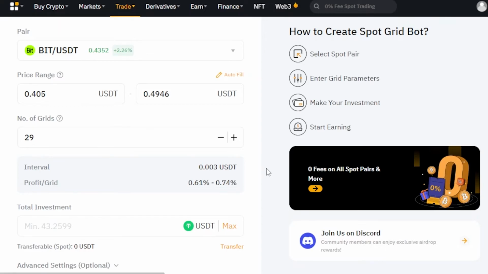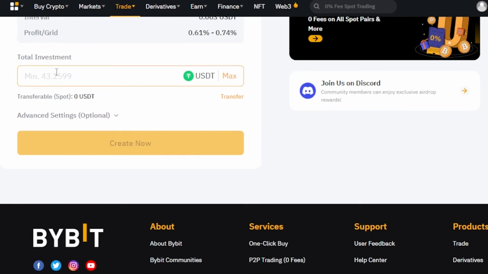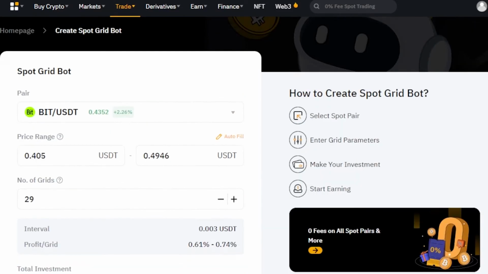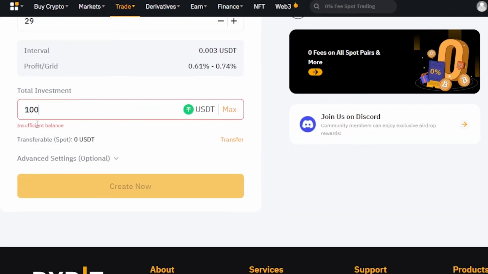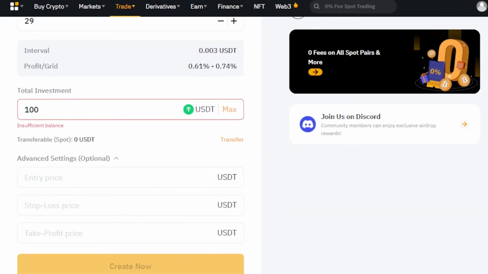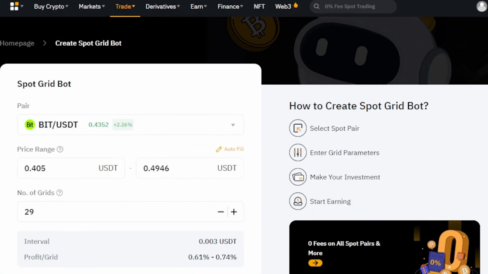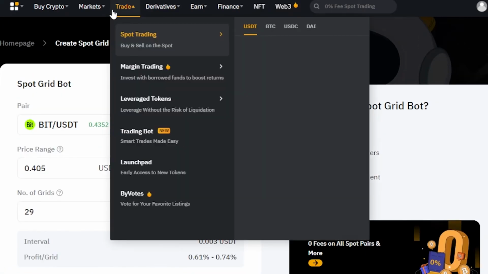Interval, then we have profit and we have the grids. Moving on, we have the total investment. Here you will enter the investment amount in USDT. Let's say I have 100. So you will enter the 100. Of course, you require funds in your wallet. Once you have the funds, click on create now and you will be able to create a bot. We can also add some advanced options, which are the entry price, stop loss price, and take profit. Click on create now and your trading bot will be created with Bybit.